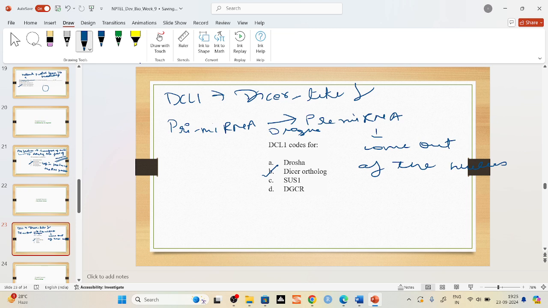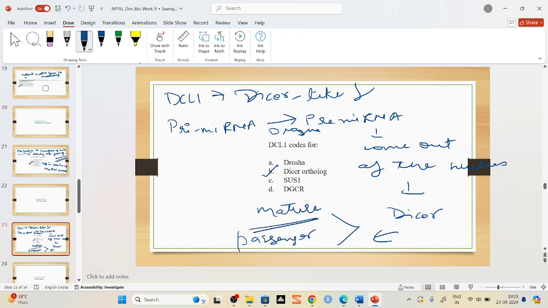Then again, it is processed by dicer in the cytoplasm, and then it forms a mature strand, mature miRNA, and a passenger strand. And this mature strand ultimately helps in miRNA based inhibition. So this DCL1 is basically your dicer ortholog, and its full form is dicer like 1.